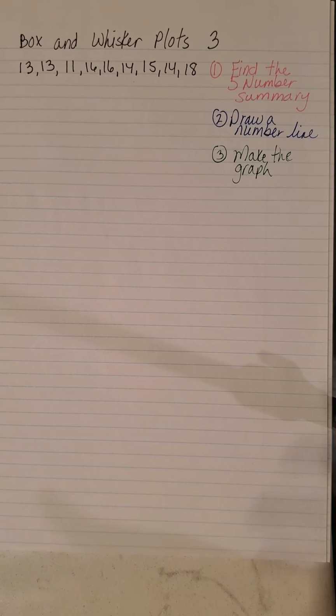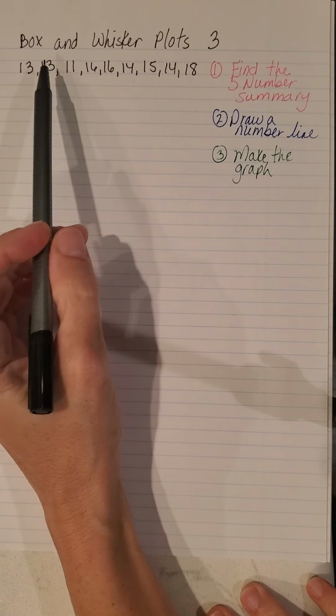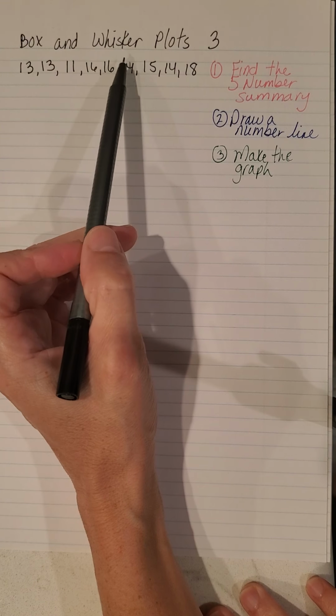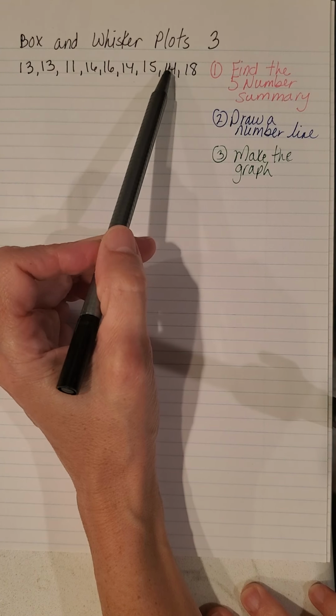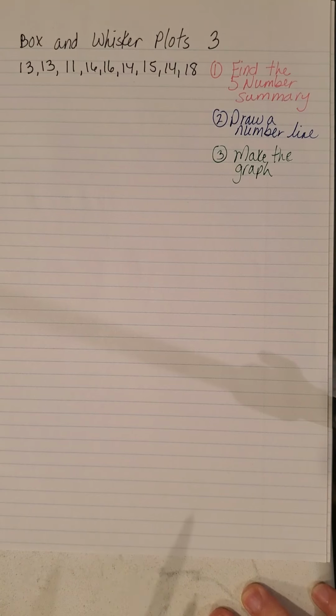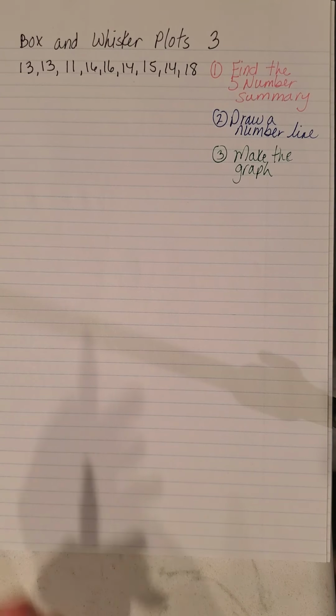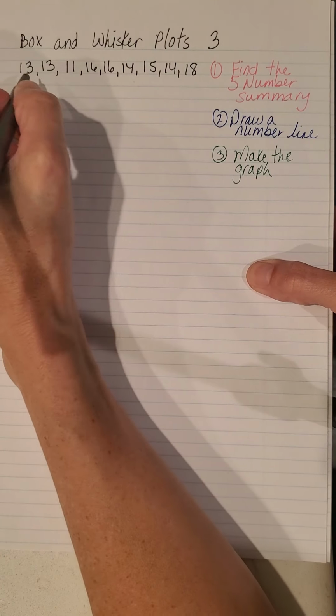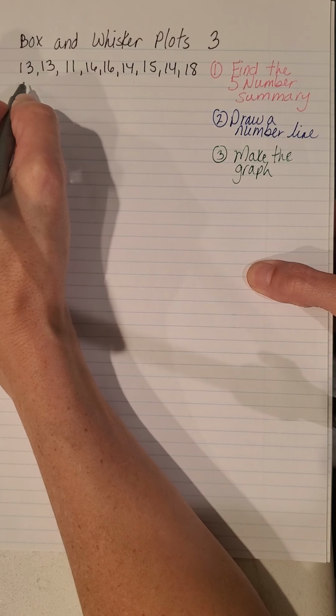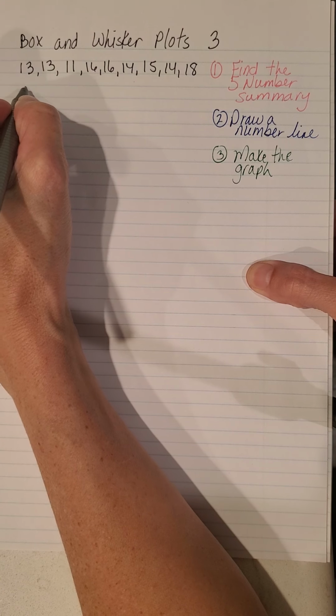We're going to start with a list of numbers. I have 13, 13, 11, 16, 16, 14, 15, 14, and 18. The first thing I'm going to do is find my 5-number summary, and so I'm going to list these out in order. This is a good review from the stuff that we did before spring break.